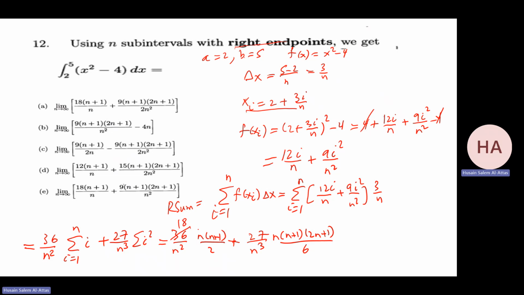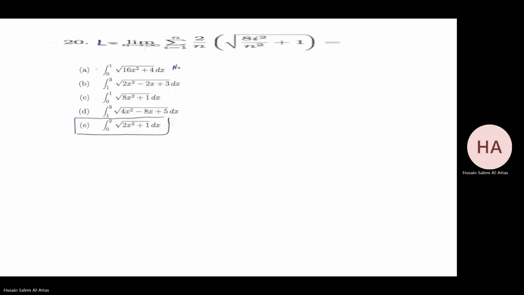Okay, so this will be 18. This n goes with the square. And with the 3, it will be 9. This is 2, n goes with 1 squared. So the result is 18 times n plus 1 over n, plus 9 times n plus 1, 2n plus 1 over 2n squared, which is this one, with the limit now. This is the limit. I want to find the expression. Yeah, that's going to be a little bit complicated. Let us see what will happen in this one.